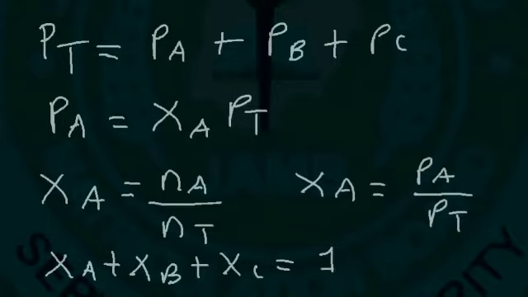The mole fraction is basically the decimal form of the percent. For example, 40% is 0.4. So if 40% of all gas molecules is nitrogen, that means the mole fraction of nitrogen is 0.4, for instance. So now let's work on some problems using these equations.